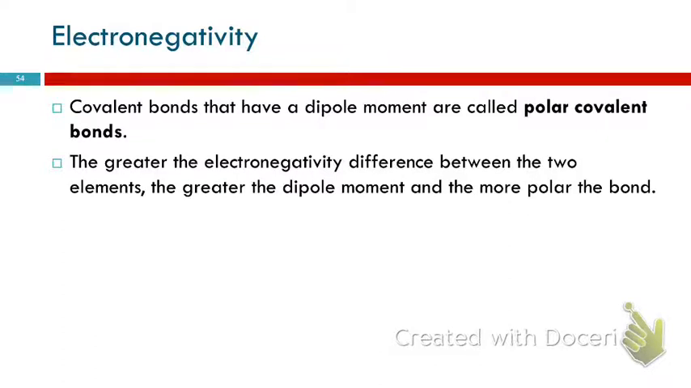A bond like that with a dipole is called a polar covalent bond. The electrons are being shared, but they're not shared equally. So one end is more negative than the other. That dipole moment has a magnitude, a size, and the size of that depends on the difference between the electronegativity in the two elements. Larger difference, more polar; smaller difference, less polar.